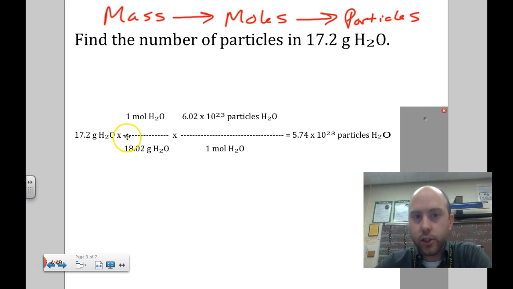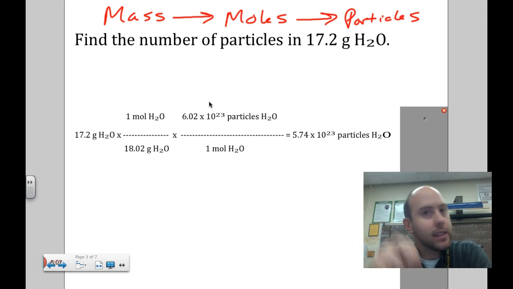Again, all I do is I take the mass given, divided by the molar mass. That will give me moles, but I don't want moles. I need particles. So then I get rid of moles by putting a mole on the bottom and putting the particles on top.